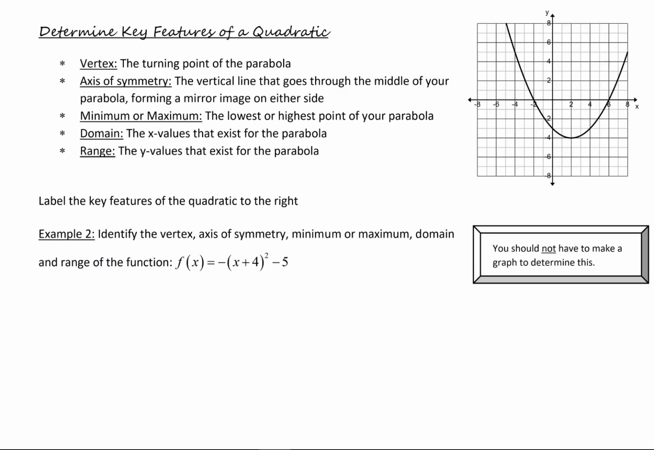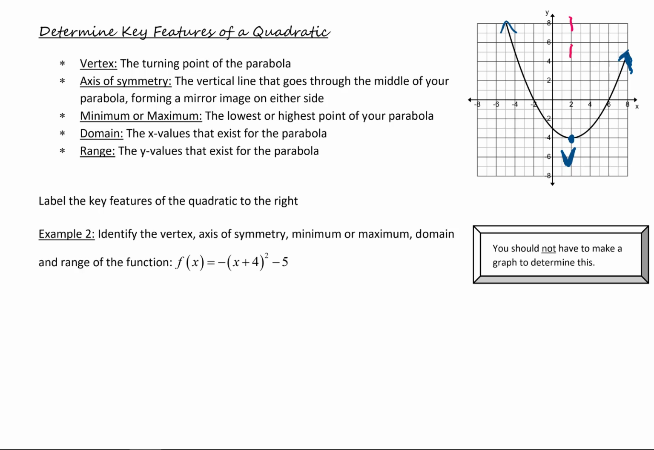So we can graph these and identify our key features, domain, range, if it's a maximum, minimum, and what the vertex is. But sometimes we don't want to go to the effort of graphing. We just want to be able to look at the equation and determine some of those key features. So I'm going to use this example to the right and talk about our key features, and then we're going to look at an equation and find them ourselves without graphing. So our vertex is the turning point. This is our vertex.